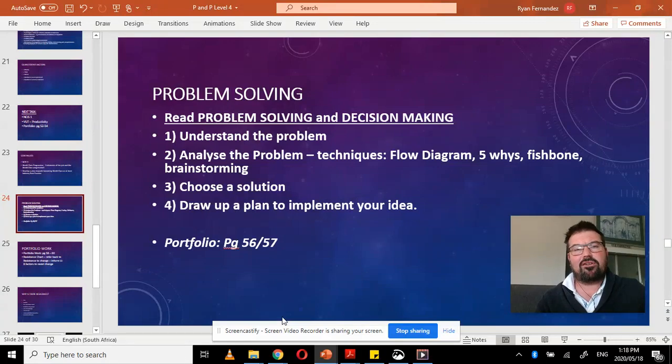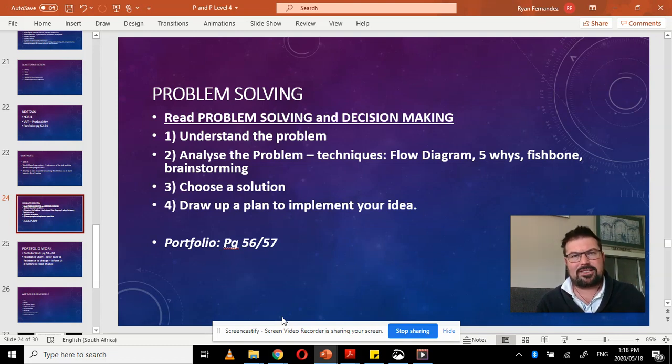Okay, we're going to continue on with looking at problem solving and decision making. So a little bit earlier I said, okay, so now you've discovered what the productivity issue is. You want to move it from current practice into best practice, but you also need to take that problem a little bit deeper.